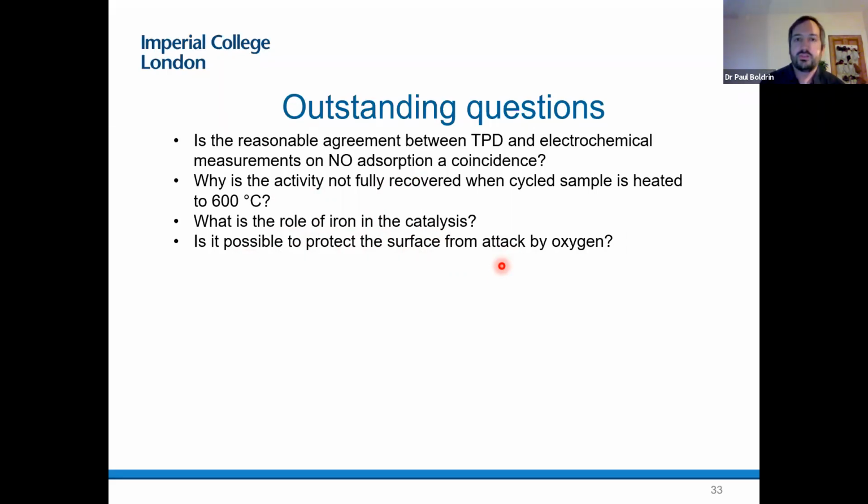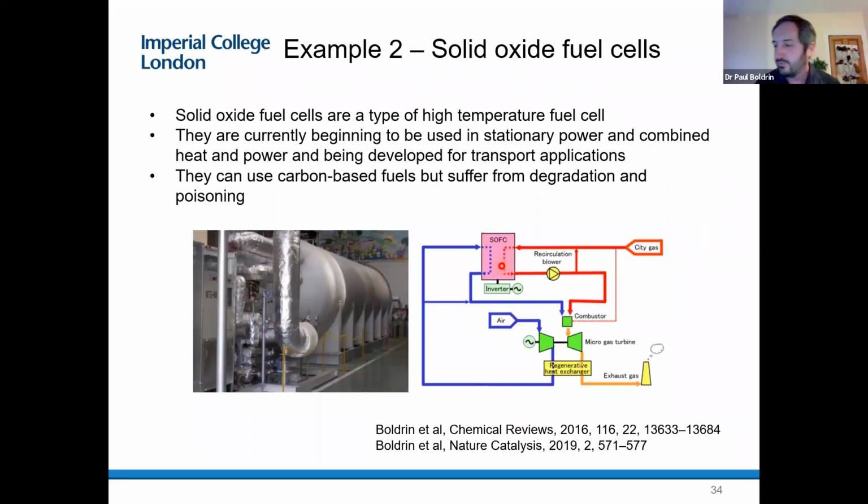So I think I've got a bit of time to quickly go through the second example. This example is on a different type of fuel cell, which is called a solid oxide fuel cell. Solid oxide fuel cells are high temperature fuel cells. They're currently beginning to be used in stationary power and combined heat and power applications.